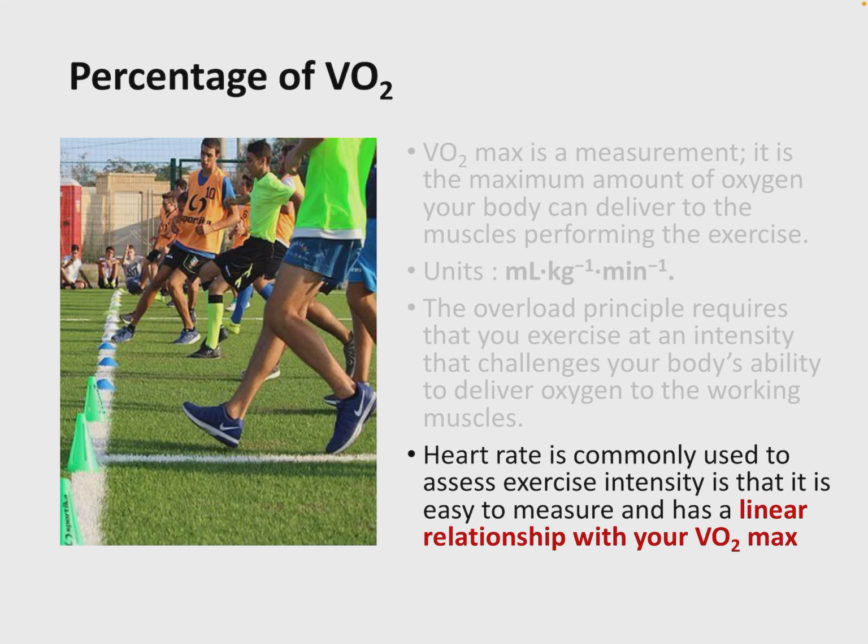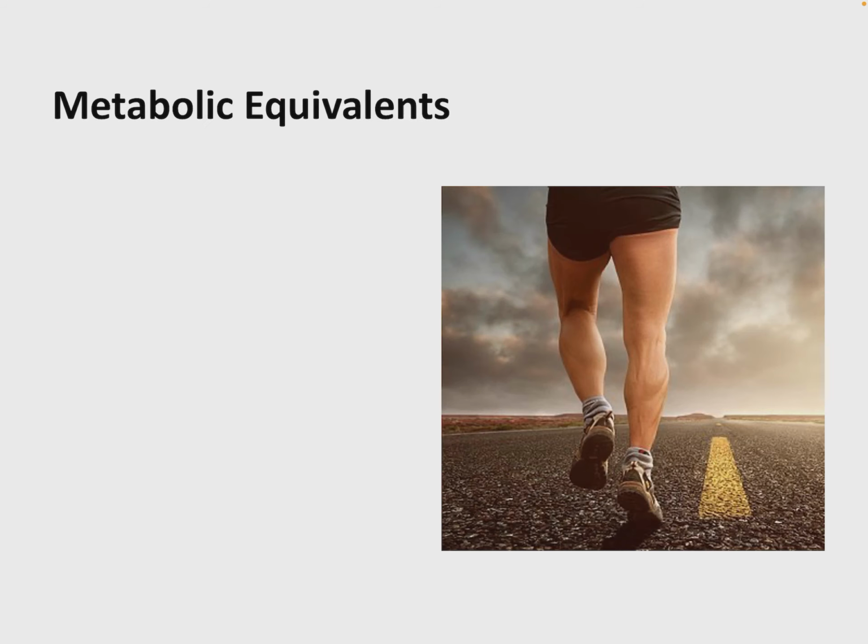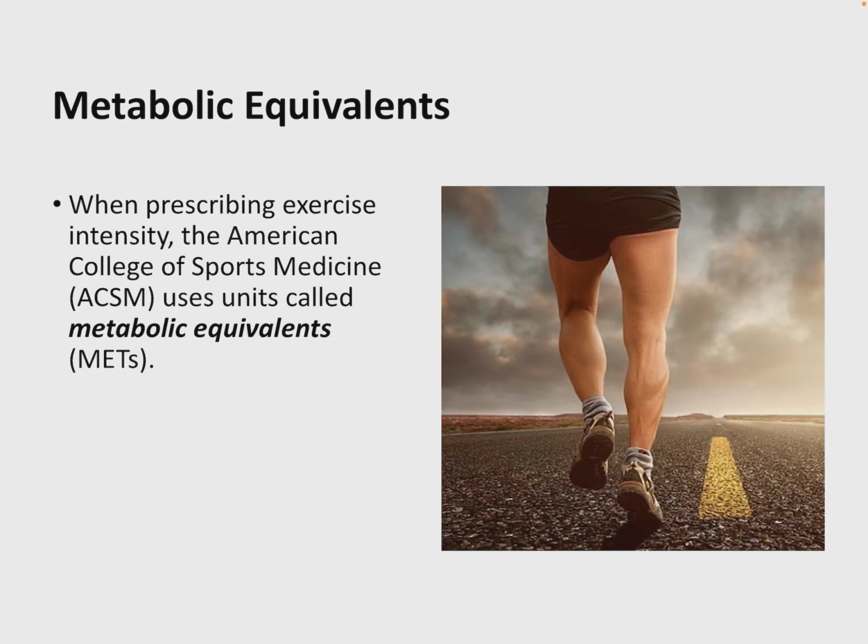Another method of measuring intensity is metabolic equivalent. And one MET is the equivalent of energy expenditure at rest. So the amount of energy that is required just to breathe or consume oxygen. And this is the equivalent of 1 calorie burned per kilogram of body weight per hour. But nobody really uses this in general practice.